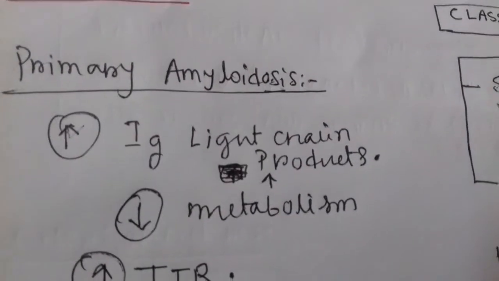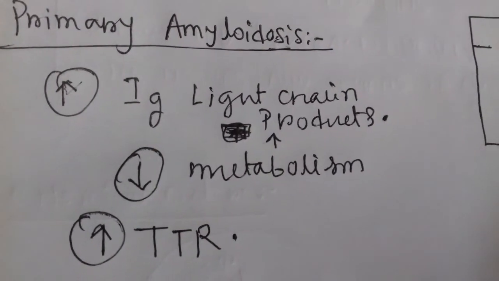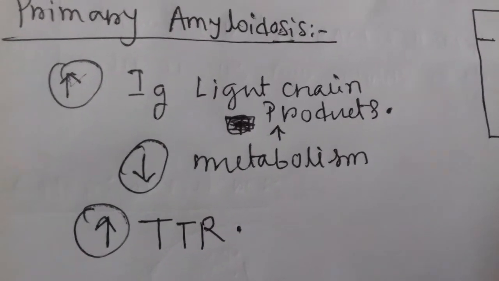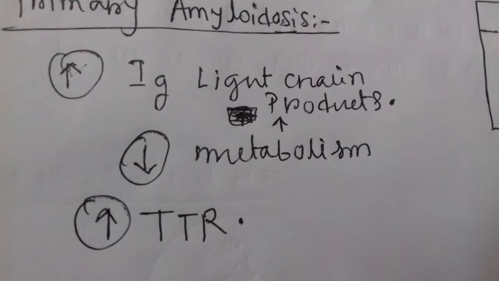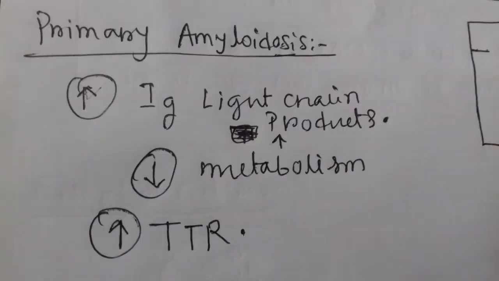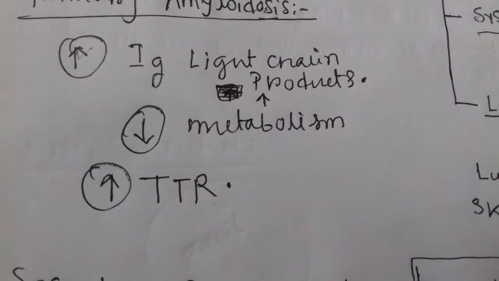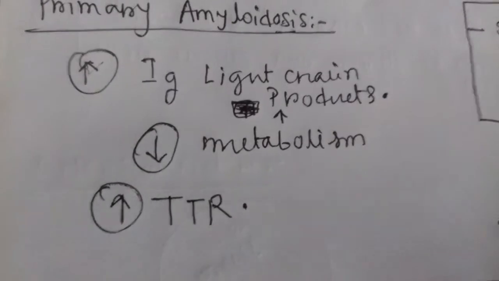How primary amyloidosis is formed and precipitated in our body, we have to know. If there is increased light chain production of immunoglobulins and decreased metabolism of them, then there is a chance of primary amyloidosis. And if there is also increased transthyretin, then also primary amyloidosis can precipitate.